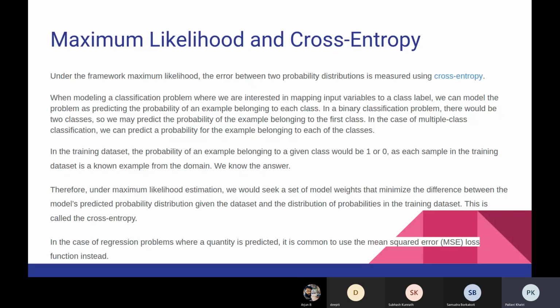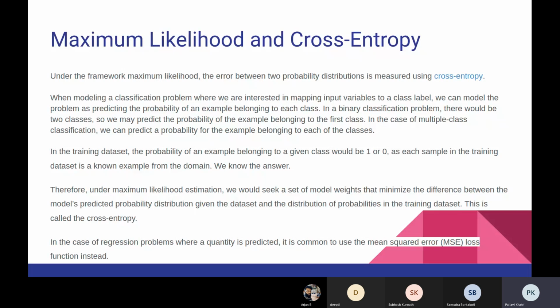Now another problem is called the regression problem. In a classification problem, I am deciding an entity, classifying the entity as belonging to some class. Let's say, for example, an entity can belong to the cat class or the dog class.